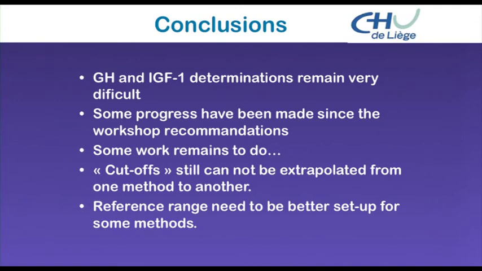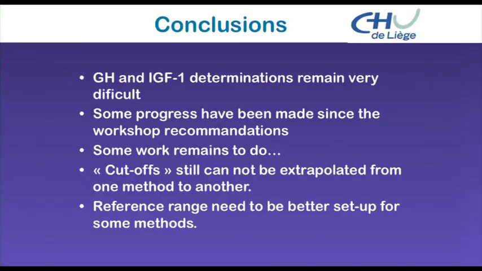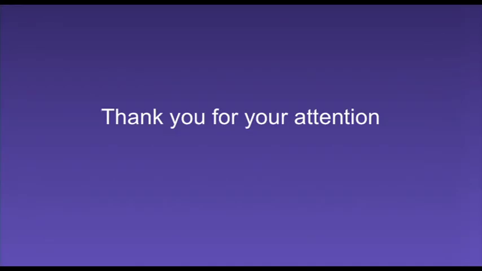So the conclusion for GH and IGF-1: it remains very difficult to have good kits for GH and IGF-1. There has been progress since the workshop recommendation, but definitely there is still some work that remains to be done. The cutoffs that I generally use, 3 micrograms, 10 micrograms, or 1 microgram, cannot be extrapolated from one method to the other. And the reference ranges need to be better set up for some methods, from DiaSorin. This could be improved. Thank you for your attention.